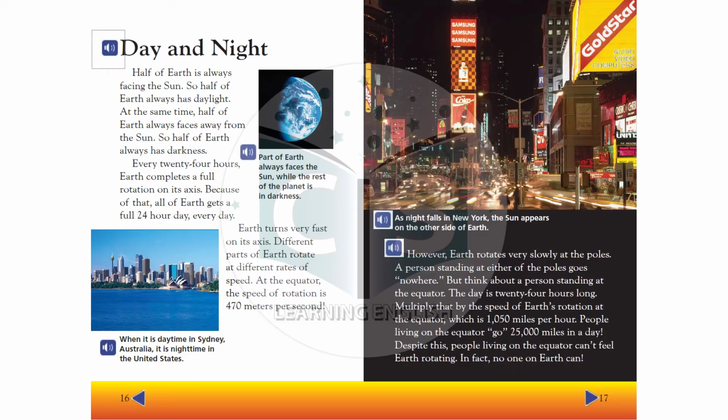Earth turns very fast on its axis. Different parts of Earth rotate at different rates of speed. At the equator, the speed of rotation is 470 meters per second.